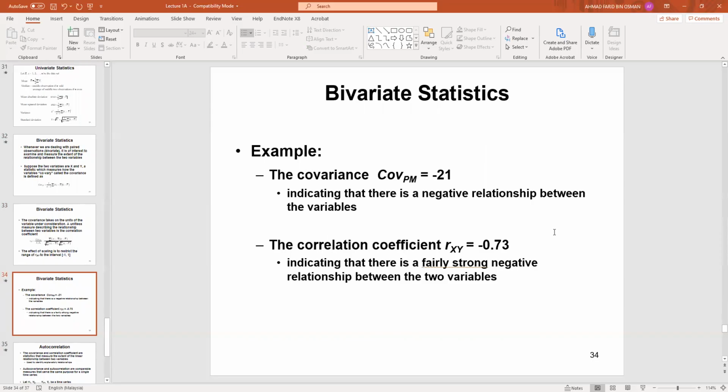So for example, if the covariance between two variables P and M is -71, we know that the two variables are moving in different directions. So when P increases, M decreases, indicating a negative relationship between the two variables. And if the correlation coefficient Rxy equals -0.73, because it is a correlation, we know that the smallest value is -1. So this indicates a fairly strong negative relationship between the two variables, because -0.73 is quite close to -1.